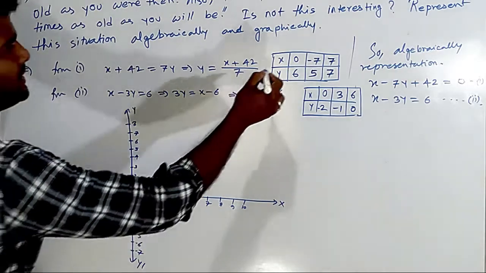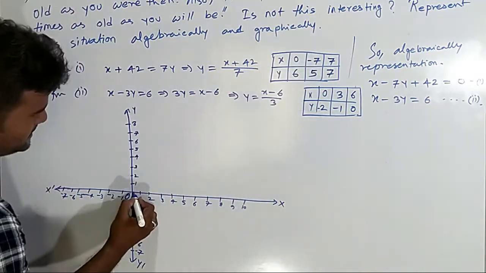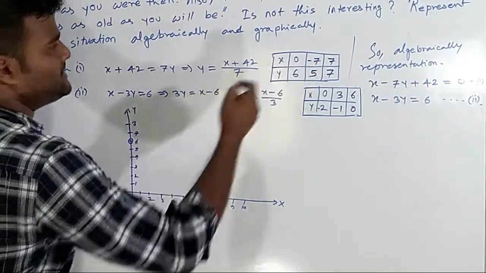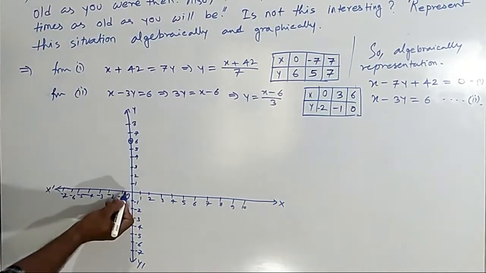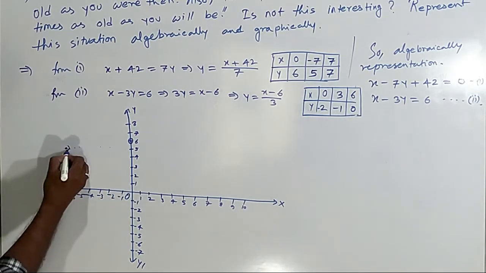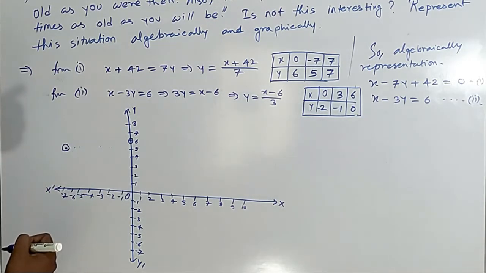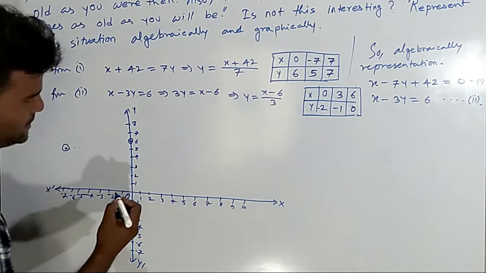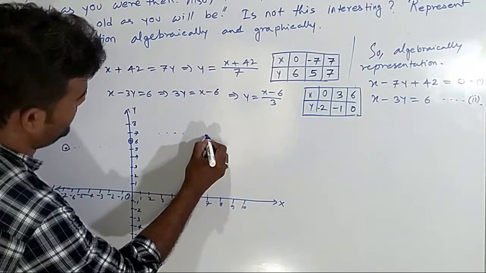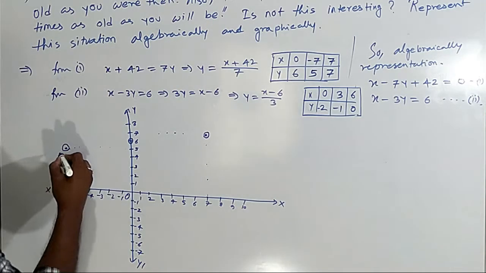The first one is (0, 6), x 0 and y 6. That means this point. And second, (minus 7, 5), x minus 7, that means this point, and y 5. So this point. Second point, x equals 7 and y equals 7 also. X equals 7 means this, and y equals 7, this point. Okay, now we join these points.